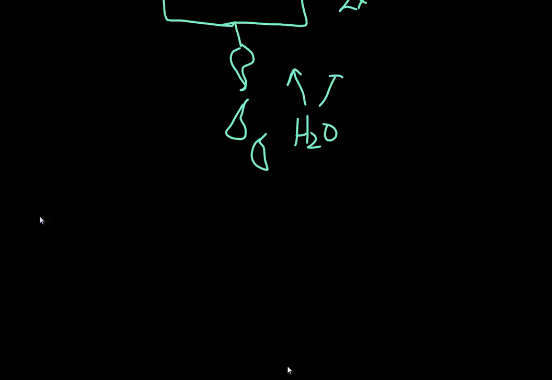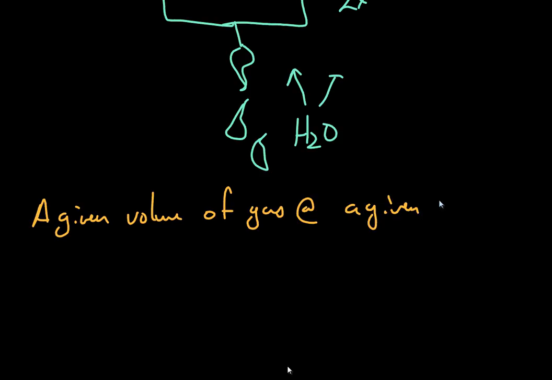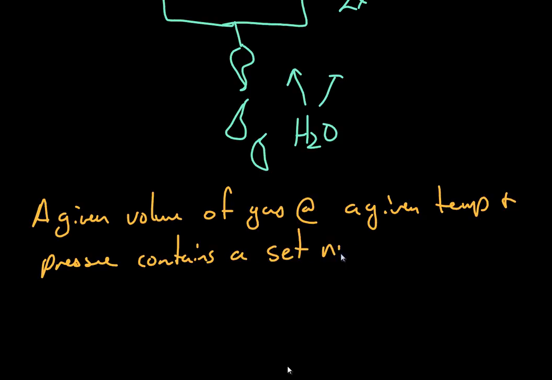And so the theory came out that a given volume of gas at a given temp and pressure contains a set number of particles.